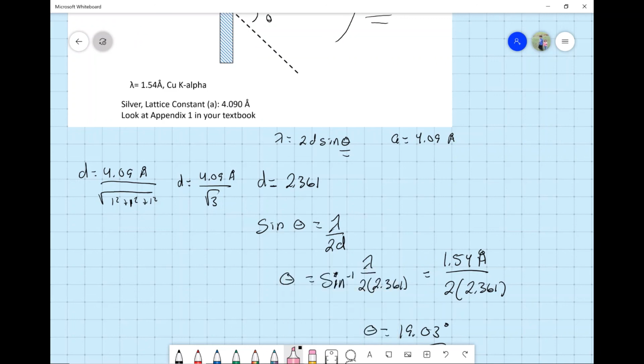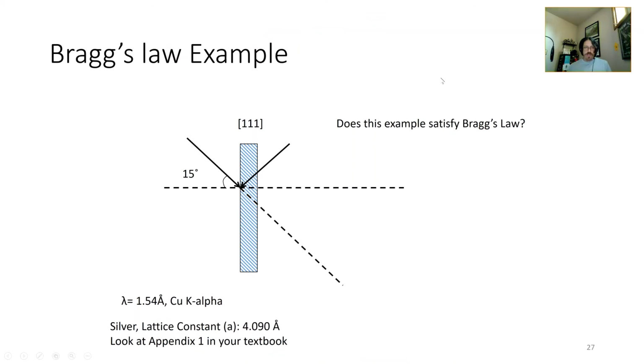There you go, 19.03. So if someone asked you what angle would solve Bragg's law, 19.03 would solve it. We worked through this one, and we found that it didn't satisfy Bragg's law. We then asked what angle would satisfy Bragg's law, and the answer was roughly 19 degrees.